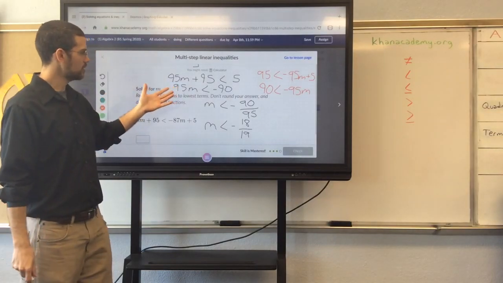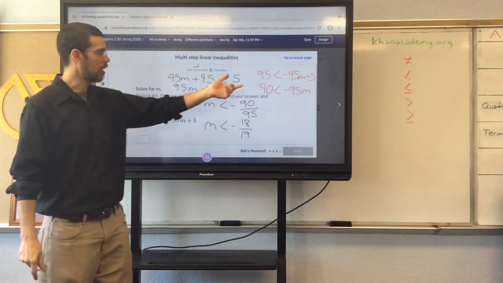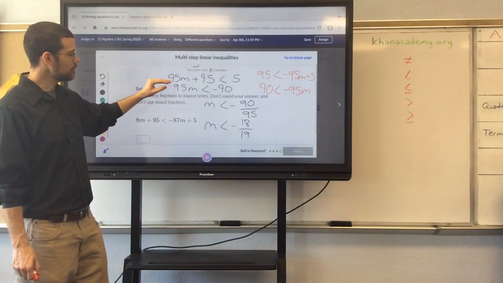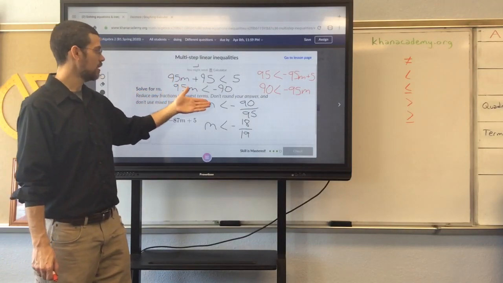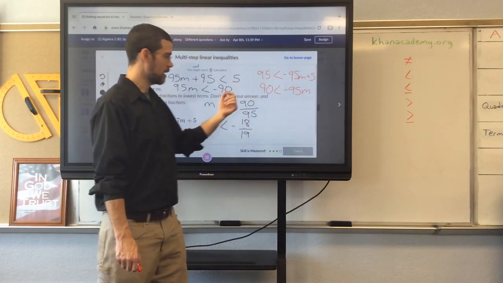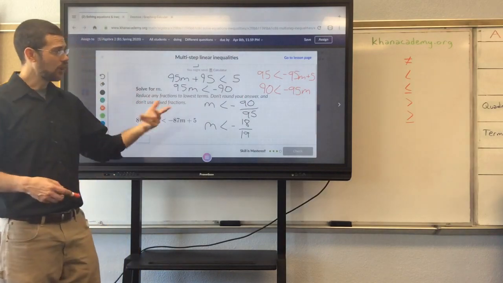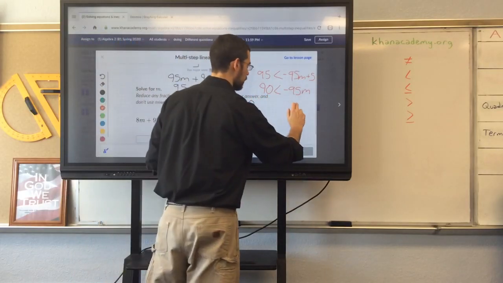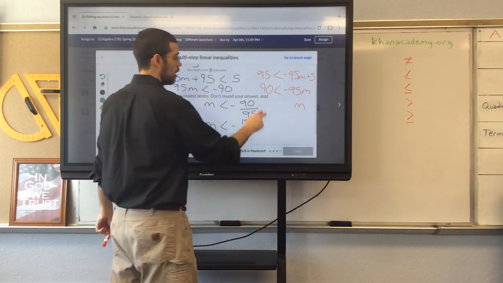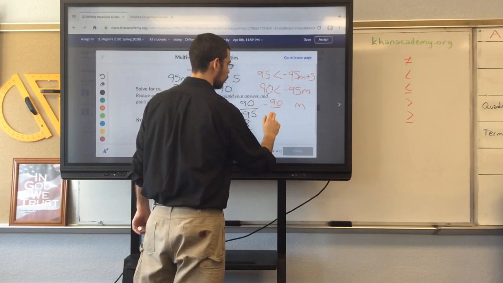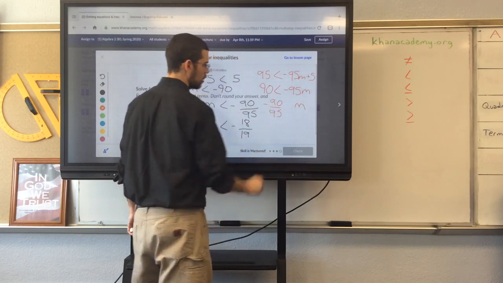Now compare what happened here. We've got the same numbers, the same values, right? There's a 90 and a 90 and a 95 and a 95. There's an m and an m, right? But in this inequality, positive 95m is less than negative 90, and in this one, negative 95m is greater than 90, right? So if I divide by negative 95, I will get m all by itself. And I'll get negative 90 over 95, like so.